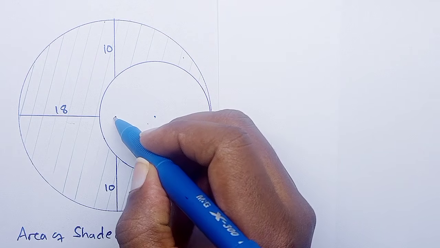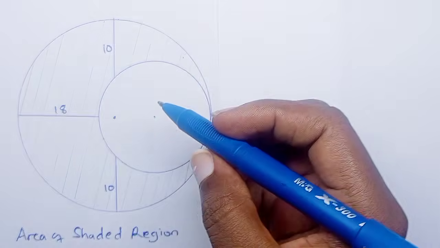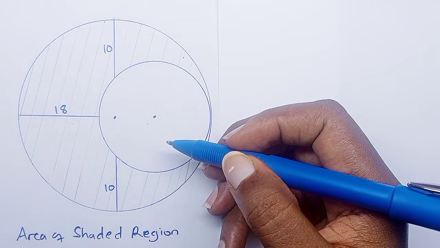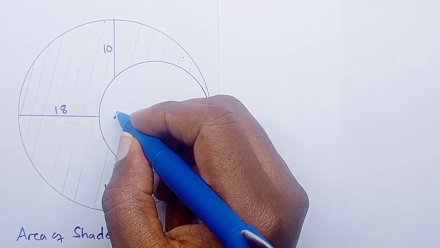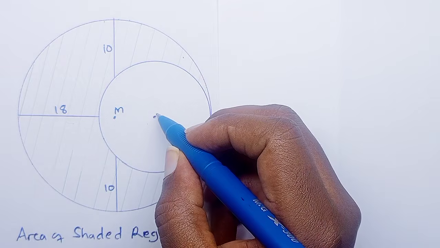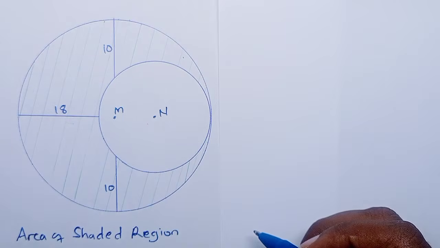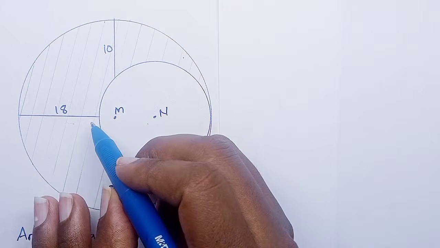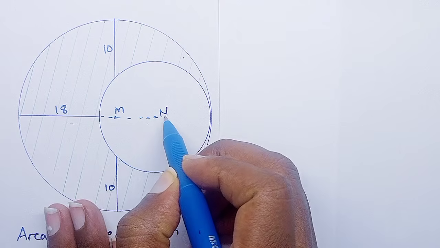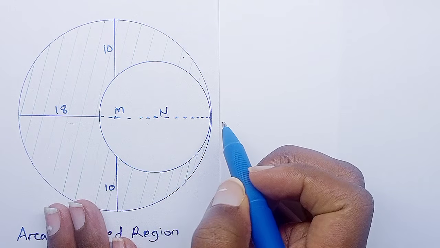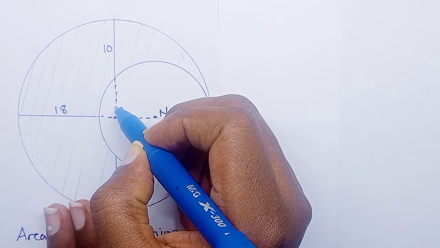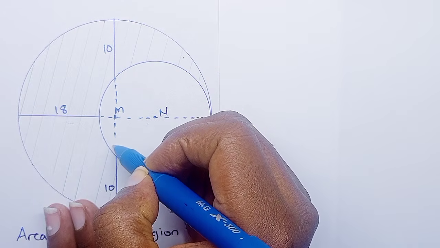This is the center of the big circle, and this is the center of this small circle. Now let the center of this big circle be M, and let the center of this small circle be N. As you can see, this line here extends and passes through these two centers. Also, this line extends to pass through center M.